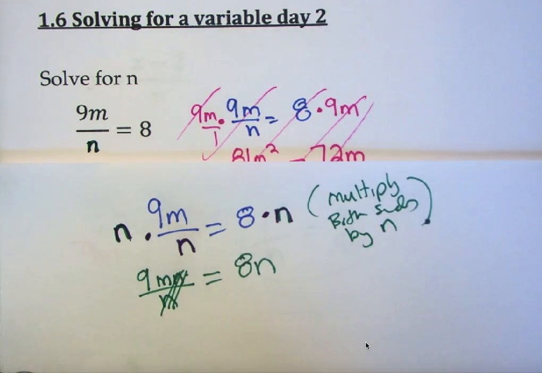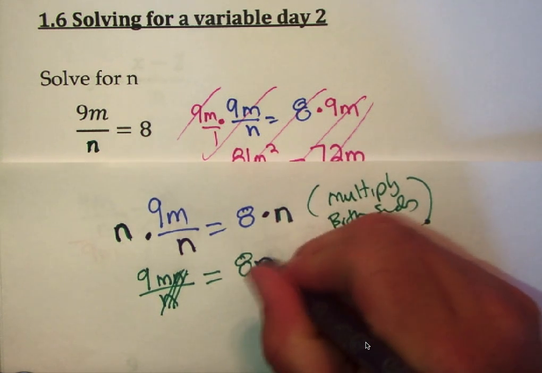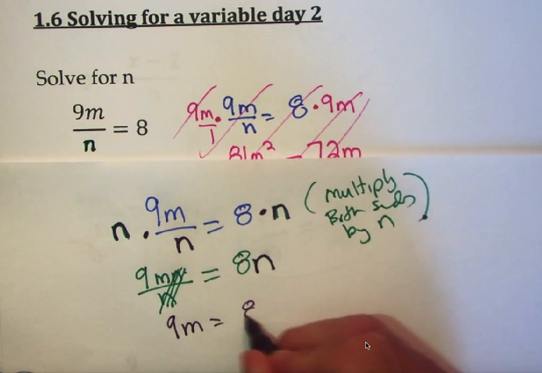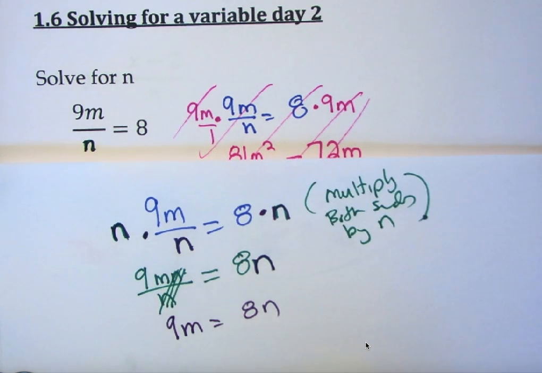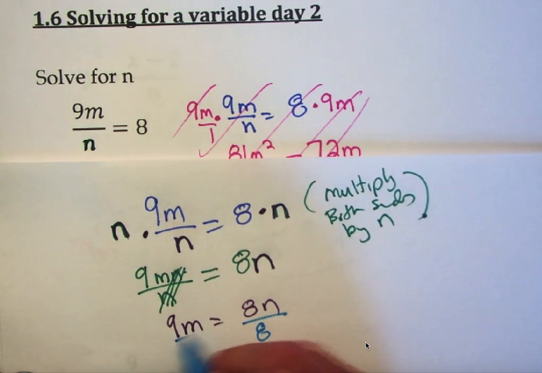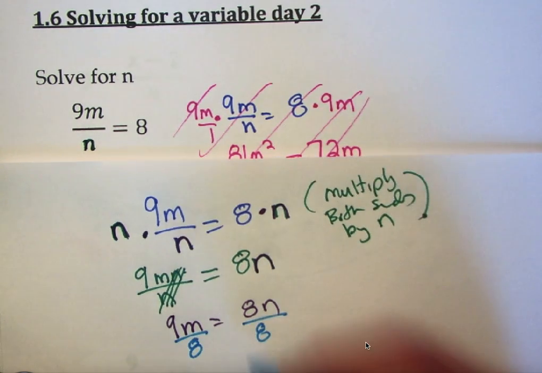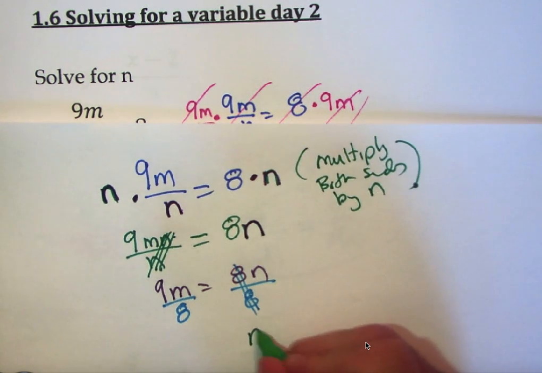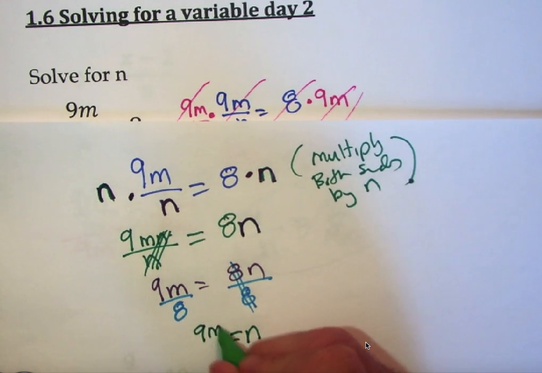See, here's n. We're solving for n. Now, within one step, we can get n by itself. Well, what can we do to get what n equals? And you're right, we can divide both sides by 8. 8 divided by 8 cancels, and we get n equals 9m over 8.